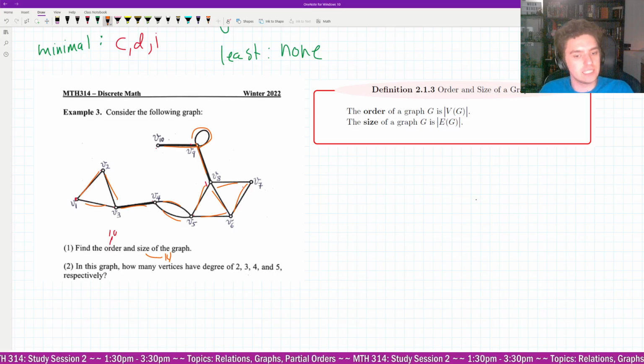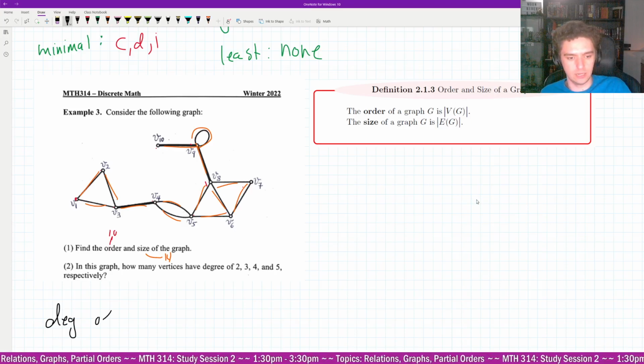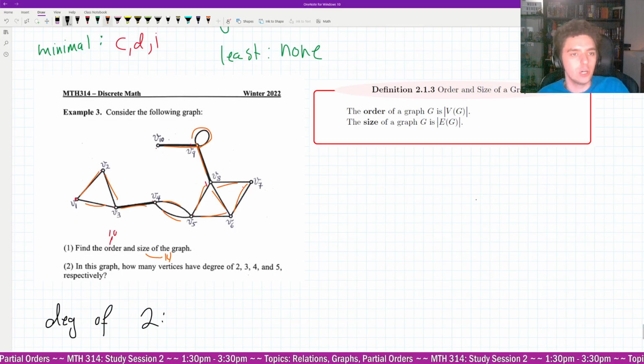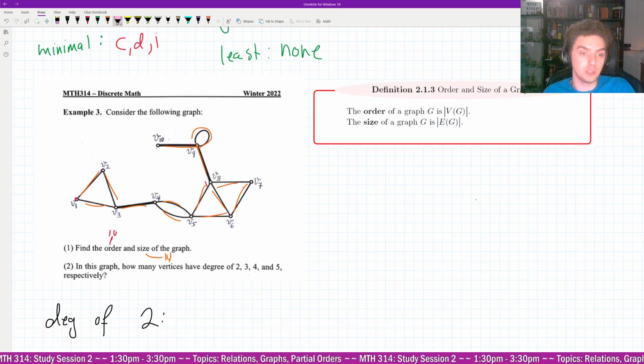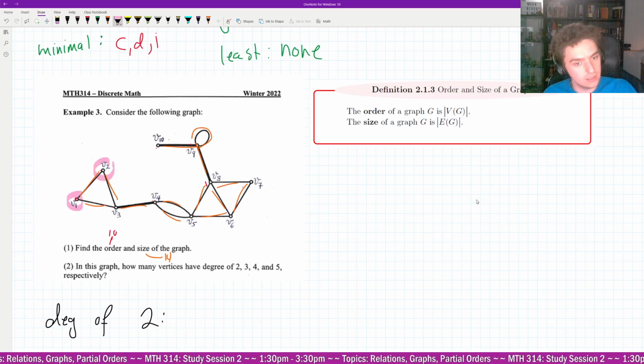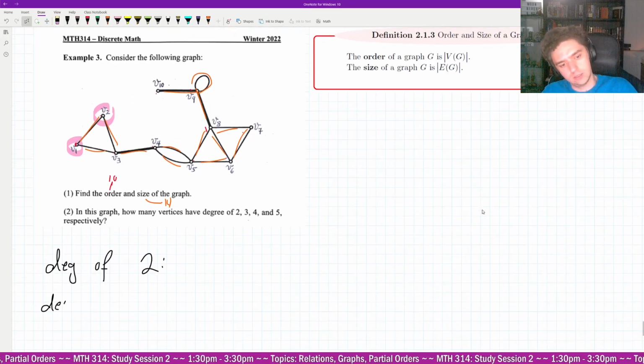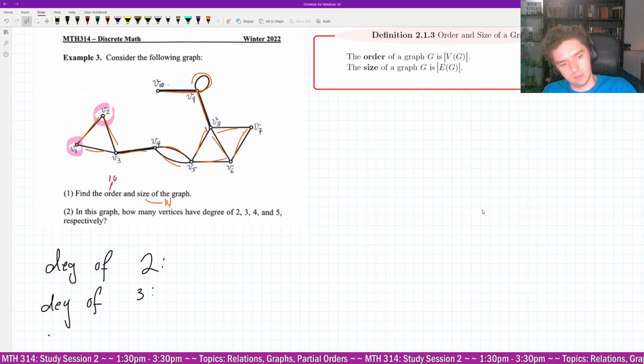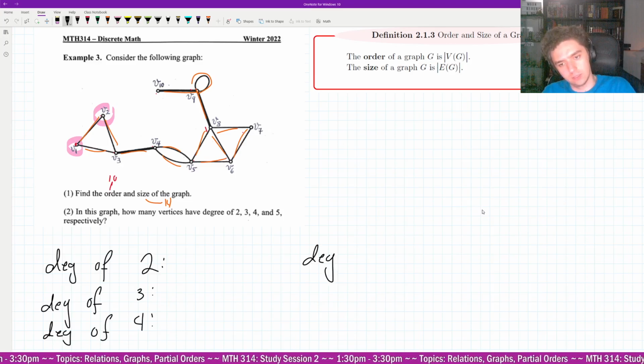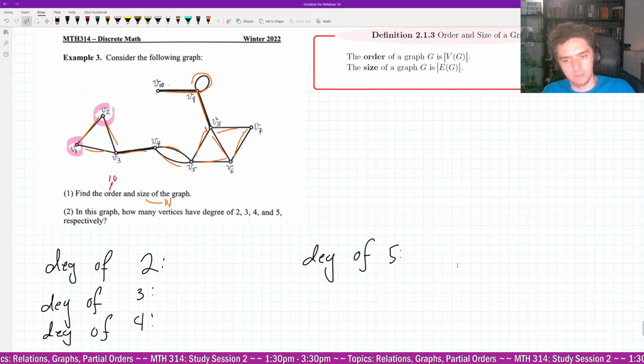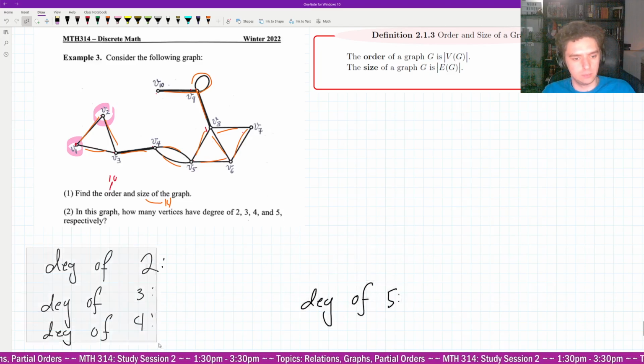In this graph, how many vertices have a degree of 2, 3, 4, 5, and 5 respectively? So which vertices have a degree of 2? So let's see. Degree of 2 means you have 2 edges coming from that vertex. So vertex 1 has a degree of 2. Vertex 2 has a degree of 2. Vertex 3 has a degree of 3. So let's just do it like this. We'll just say degree of 3, degree of 4, just put here, degree of 5. Okay, and I'll just do it like this here.